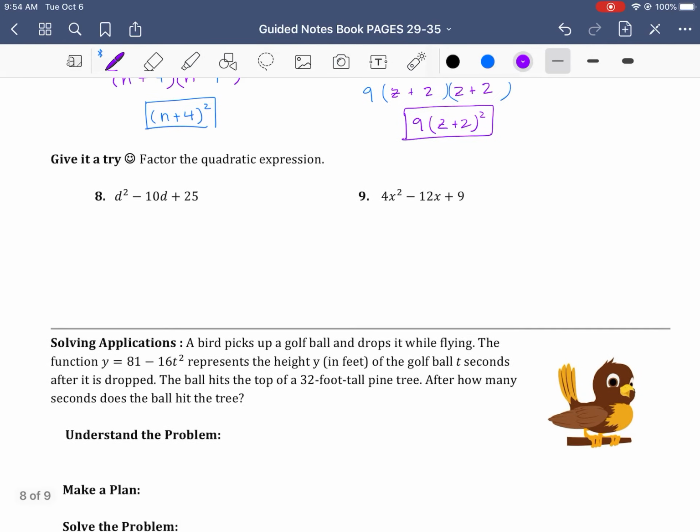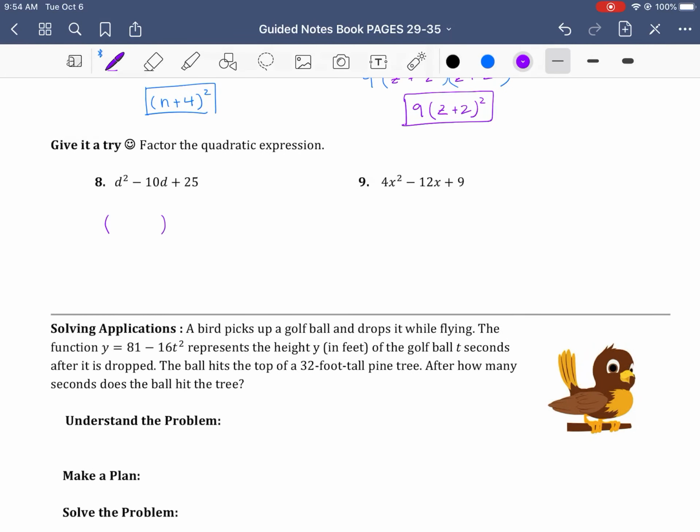Okay, back to 8. Again, let's split this up, d and d. Notice this guy's positive, so we do want them to be the same sign, but everything has to be negative. So factors of 25 would be negative 5 and negative 5 to give us the negative 10. So we could write this as d minus 5 quantity squared.